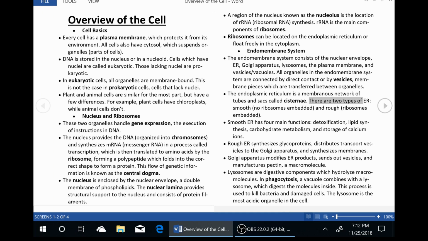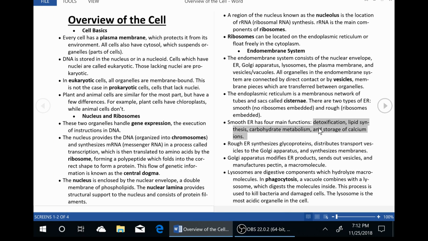So there are two types of ER, or endoplasmic reticulum. That's how we abbreviate endoplasmic reticulum. You can have smooth endoplasmic reticulum, which has no ribosomes in it, and rough endoplasmic reticulum, which has ribosomes in it. Now this distinction is really important because it influences the function of these two types of endoplasmic reticulum. Smooth endoplasmic reticulum has four main functions: detoxification, lipid synthesis, carbohydrate metabolism, and storage of calcium ions.